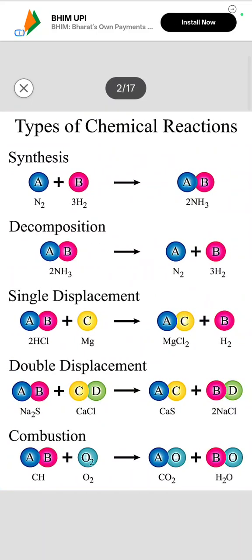Its general equation is AB plus C gives rise to AC plus B. Here C is the more reactive one. C displaces B from its salt solution AB to form AC plus B. This is single displacement because only one displacement occurred here. Example is Mg plus 2HCl, magnesium plus 2 hydrochloric acid. Here Mg displaces hydrogen from HCl to form MgCl2, magnesium chloride and hydrogen gas. This is an example of displacement reaction.